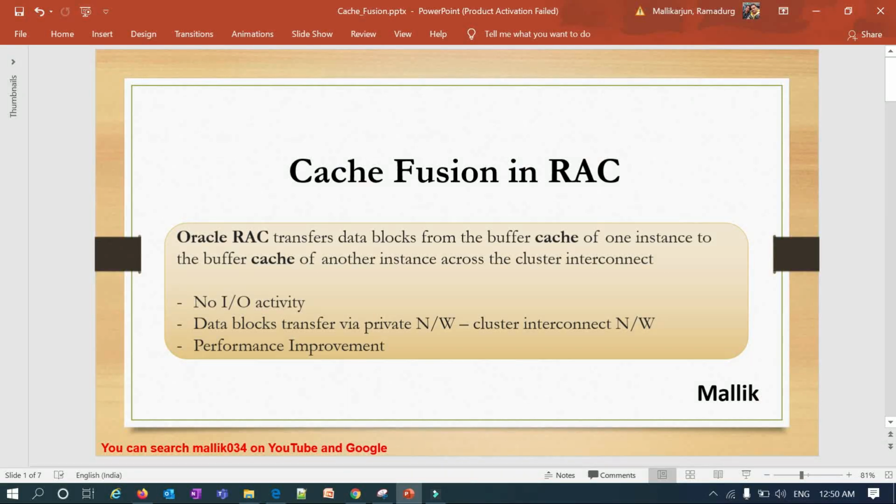This is one of the common interview questions in most DBA interviews. They will ask what is cache fusion, and how cache fusion is handled in a multi-node RAC environment. We will shortly understand that in detail.